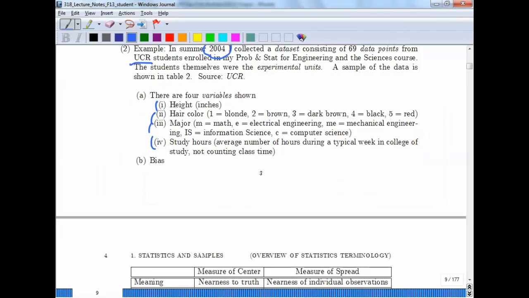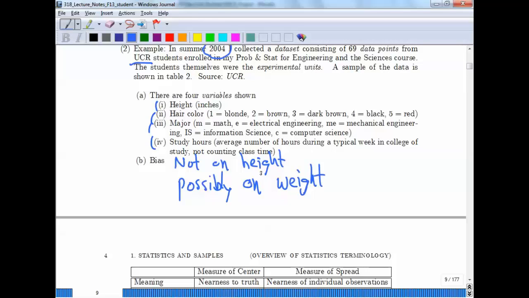Now, bias, I'm not too worried about for height, because I think everyone accurately reported their heights. So not on height. On the other hand, we might get some bias on weight, because this was taken in class. The papers were passed forward, and you can imagine that some students might not have wanted to have others possibly see their weights as they were going down the row.